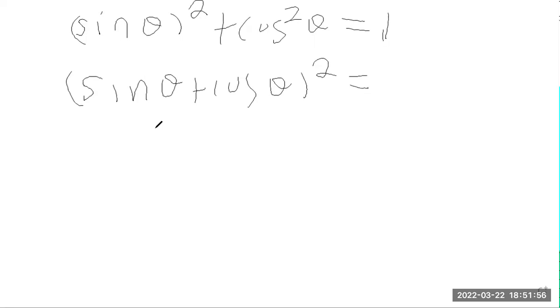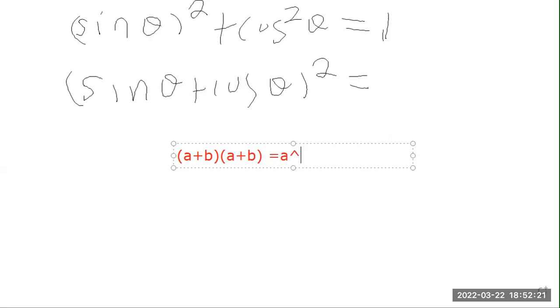and write this as though it was a quadratic we are solving. If it was a quadratic, this is how it would look. We'd have a plus b multiplied by a plus b, right? That would give you a plus b all squared. So we'd have gotten a squared, a to the power of 2, a term in b squared, b to the power of 2, and we'd have gotten 2ab.